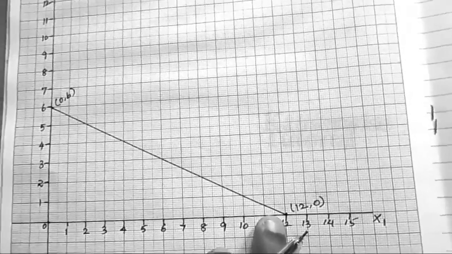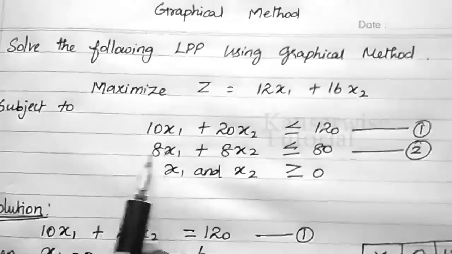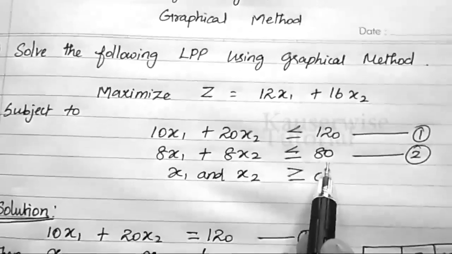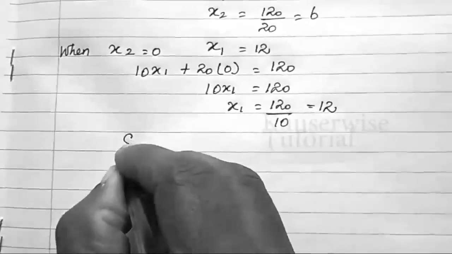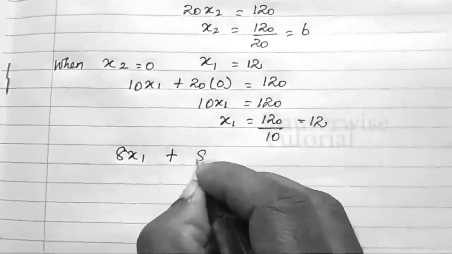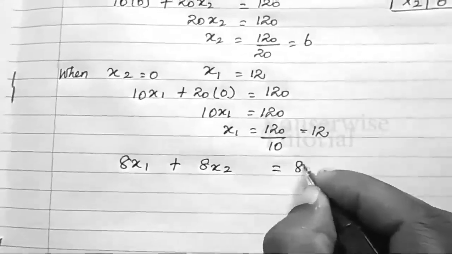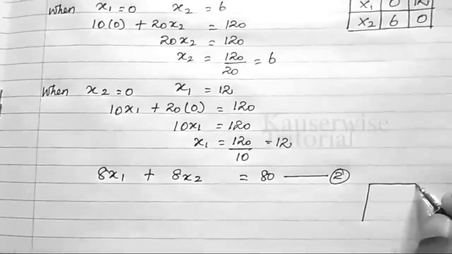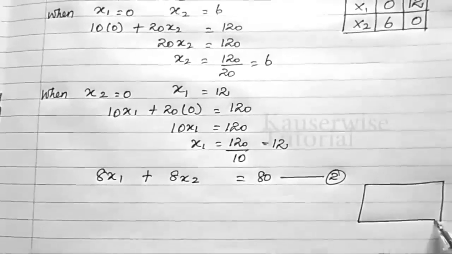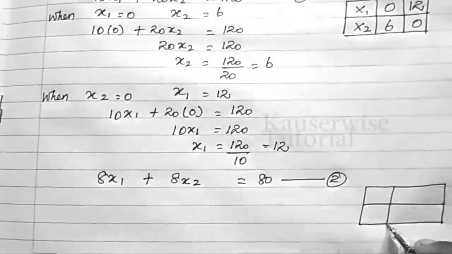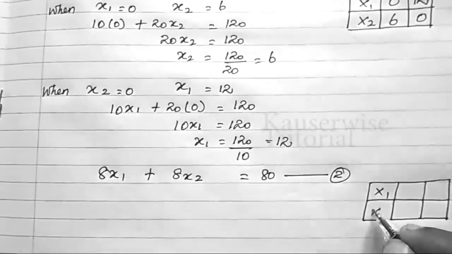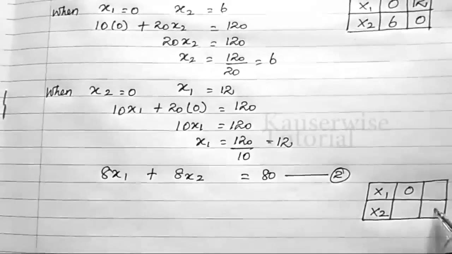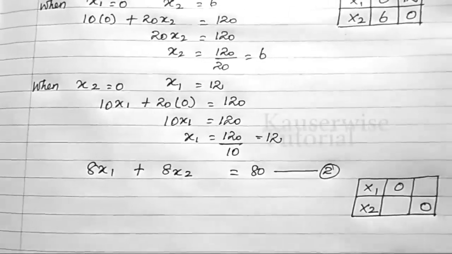Now we have to find the second line. Okay, look at the problem. Look at the second constraint. 8x1 plus 8x2 less than or equal to 80. Second equation: 8x1 plus 8x2 is equal to 80. In the same way, we need to find the value for x1 and x2. So in order to draw a line, we need to have 2 points. When x1 is 0, what is the value for x2? In the same way, when x2 is 0, what is the value for x1?